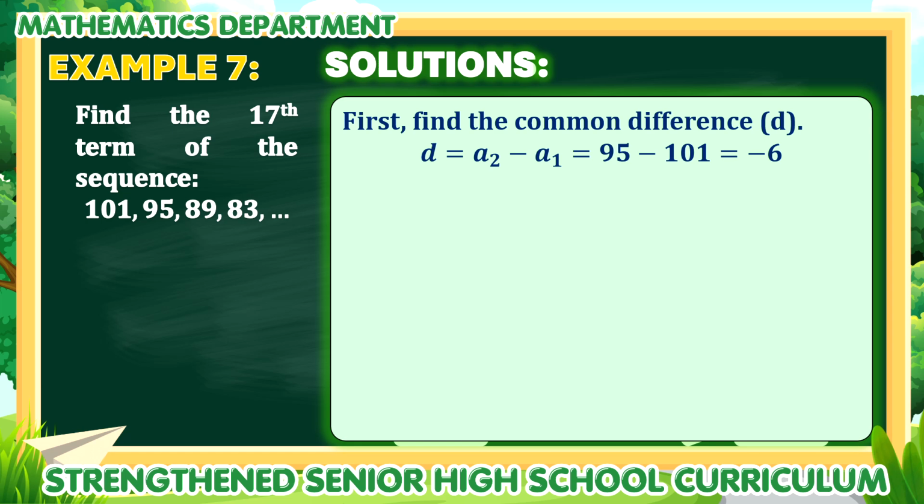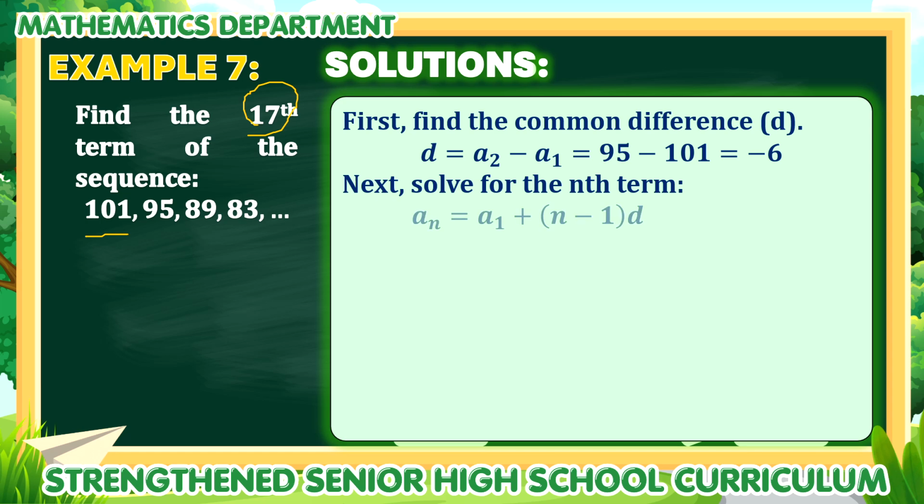So our common difference here is a negative number because, as you can see in our pattern, it's a decreasing pattern. Now after that, we will substitute the value of our a sub 1, which in this case is 101, the value of our n, since we're looking for our 17th term, so that would be 17, and then the value of our d, which is negative 6.